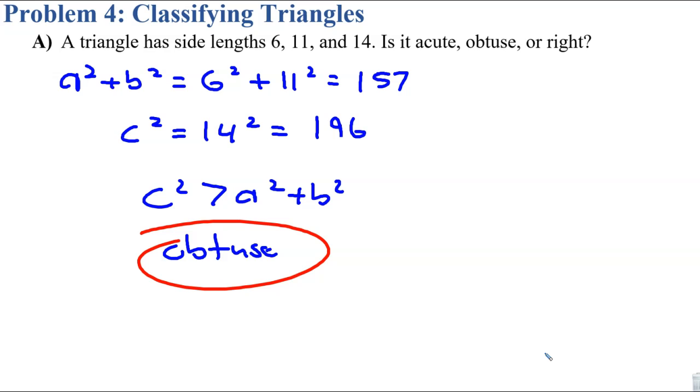All right, once again, part B is just another example doing the same thing. Why don't you take a minute, pause the video, run through that one, and then check your answer before we move on.